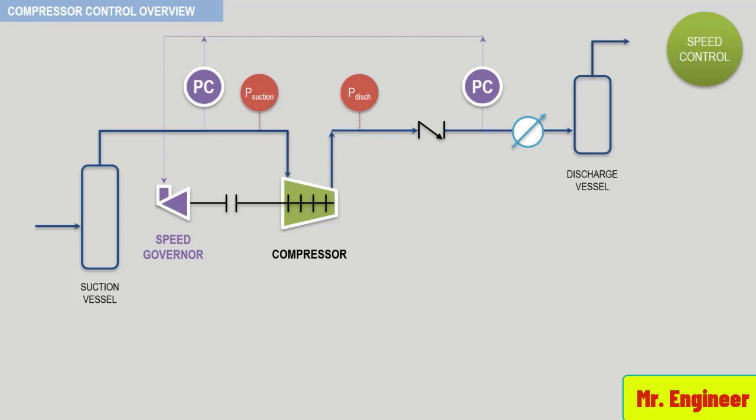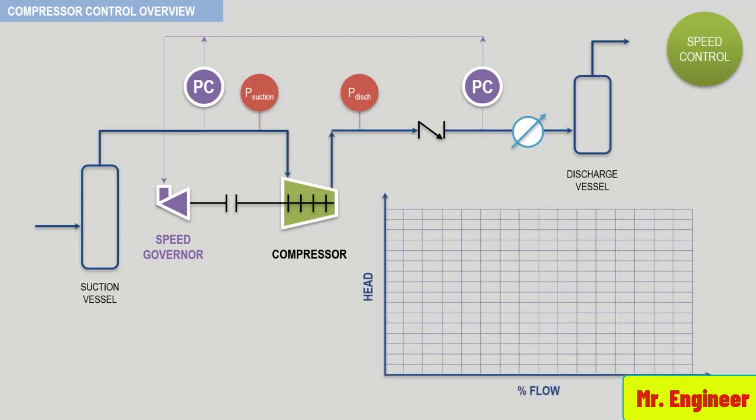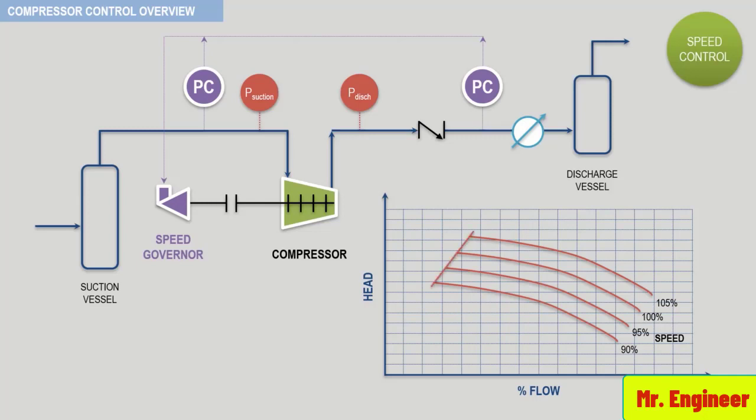Take a look at the following performance curve. Here, by varying the compressor speed, different head capacity curves are obtained. You can see here as examples the head capacity curve for 90% compressor speed, 95%, 100%, and 105%. And here you can see the low flow limit or surge line.